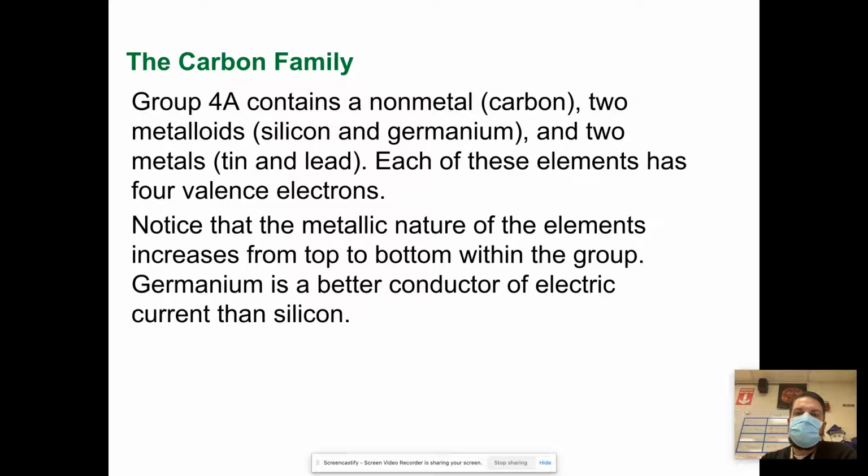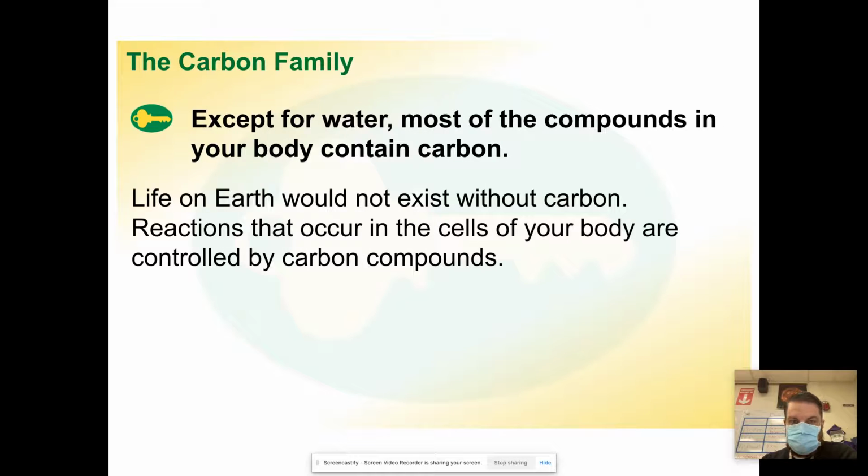Group 4A is the carbon group, non-metal, of course. 2 metalloids, silicon and germanium. 2 metals, tin and lead. Each of these elements has 4 valence electrons. Notice that the metallic nature of these elements increases from the top to the bottom of the group. Germanium is a better conductor of electricity than, say, silicon.